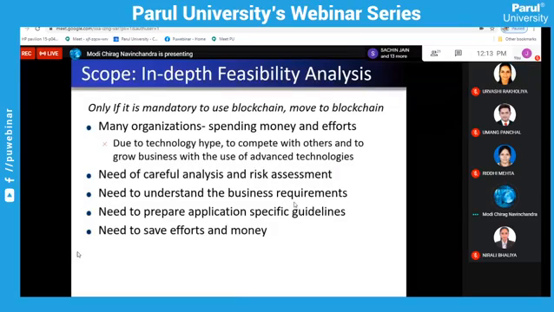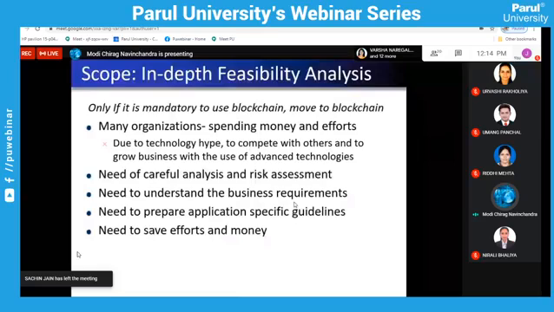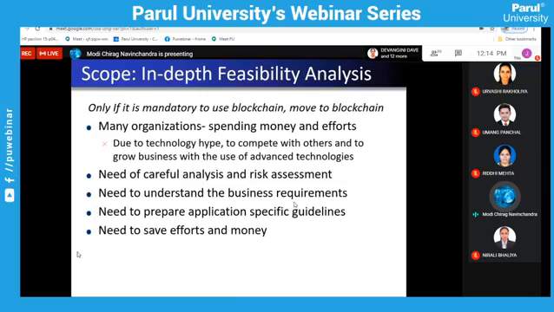There is a need to understand the business requirement. If you are not understanding the application requirement, let's say e-KYC. You can perform e-KYC online. Then why is it required to apply the blockchain? So you must understand the requirements or challenges of traditional e-KYC, and then you can move to the blockchain. That will save your effort and money. This point is relevant to industry people when they are developing blockchain use cases.